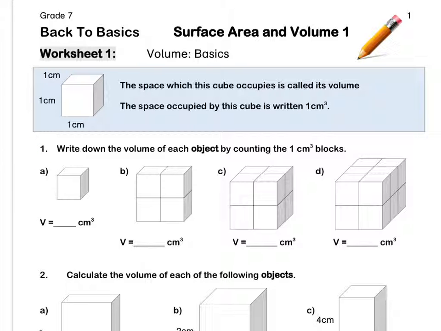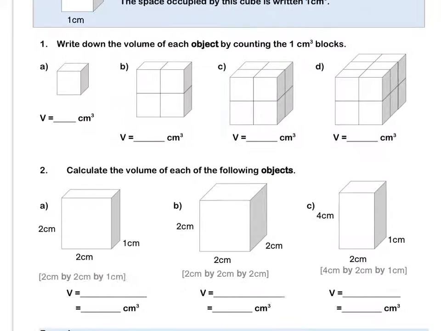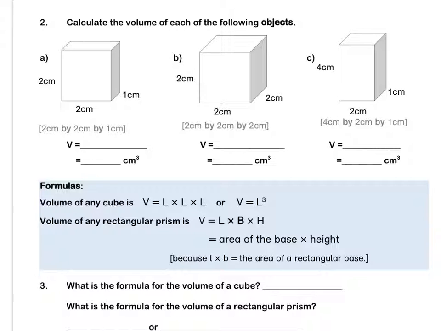Press pause to do so. Question 2. Calculate the volume of each of the following objects. For A, we have a 2 centimeter by 2 centimeter by 1 centimeter rectangular prism. Therefore, 2 times 2 times 1 gives us a total of 4 centimeters cubed. Press pause to complete the rest of question 2 by yourself.